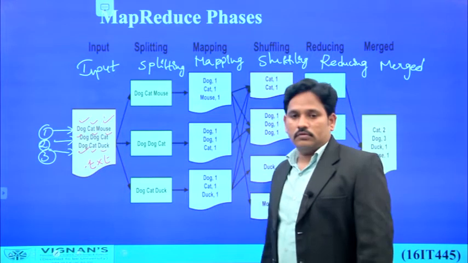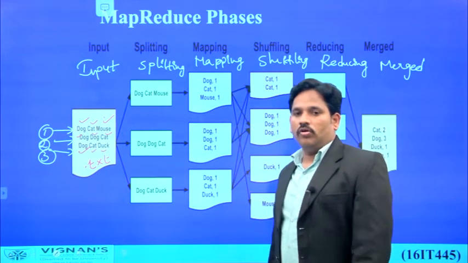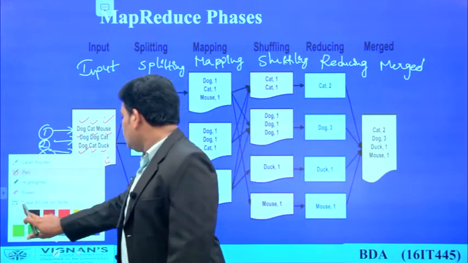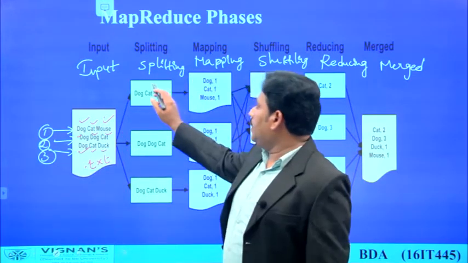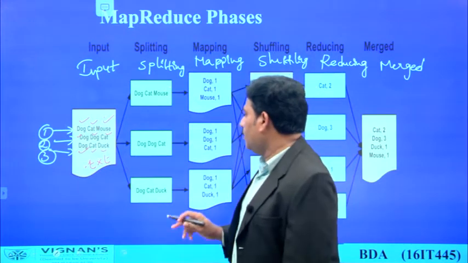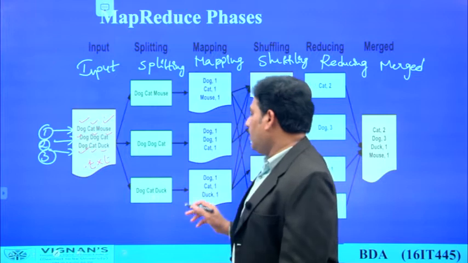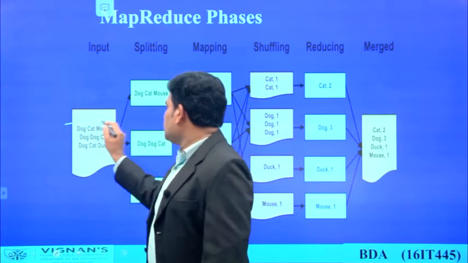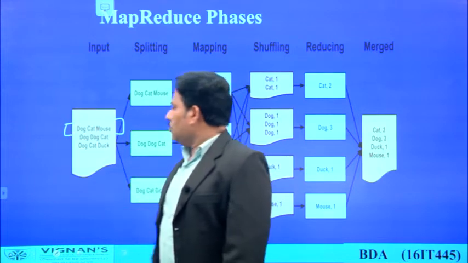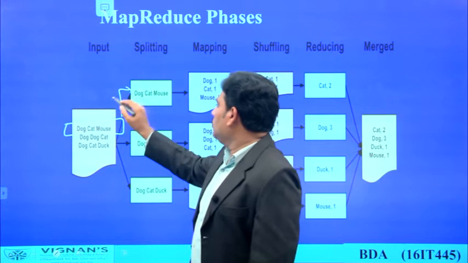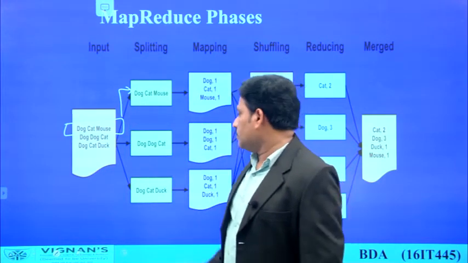After reading all the file information, the splitting operation will come into the picture. How will it split? It will split the data based on each and every line. So here we have the first line. In this first line we have dog, cat and mouse. This first line was assigned to the first splitter.